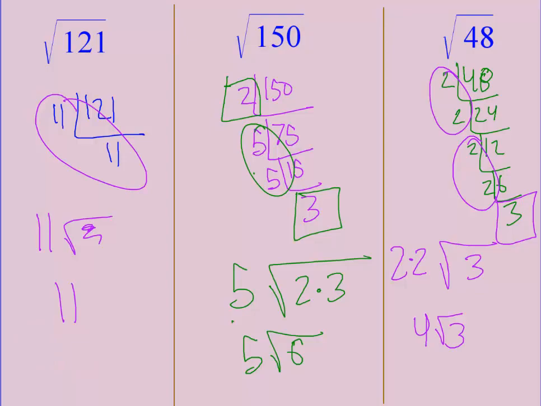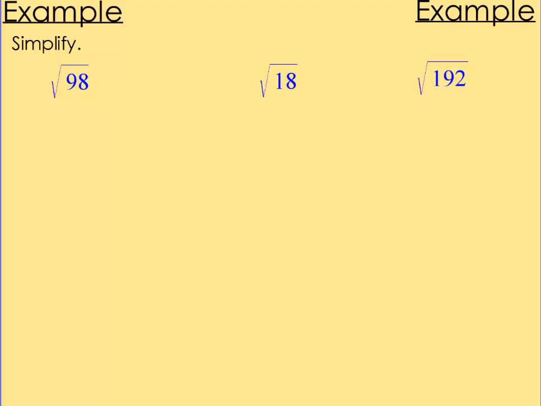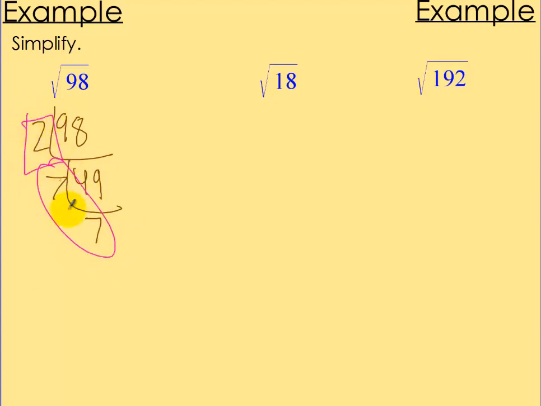That's it. I'm going to try some more examples, so pause the video. Alright, simplifying these, again, I'll just go through it really quick. 98 divided by 2, 49. Divides by 7 and 7. So I have a pair of 7's and a lone 2. So I get 7 radical 2.